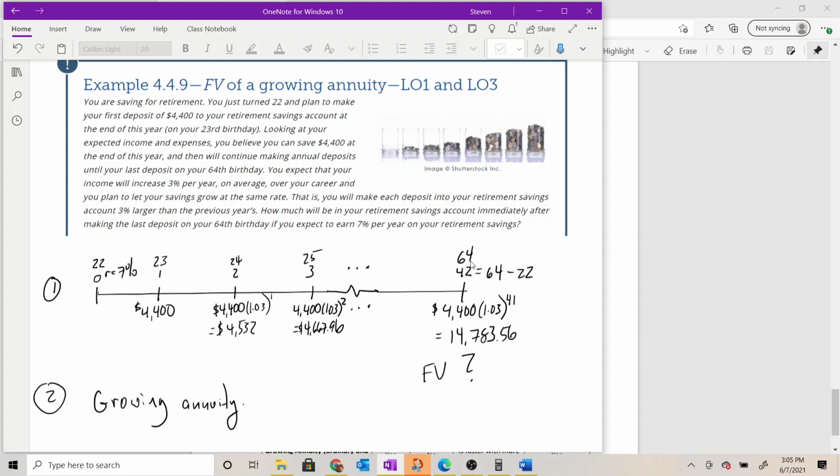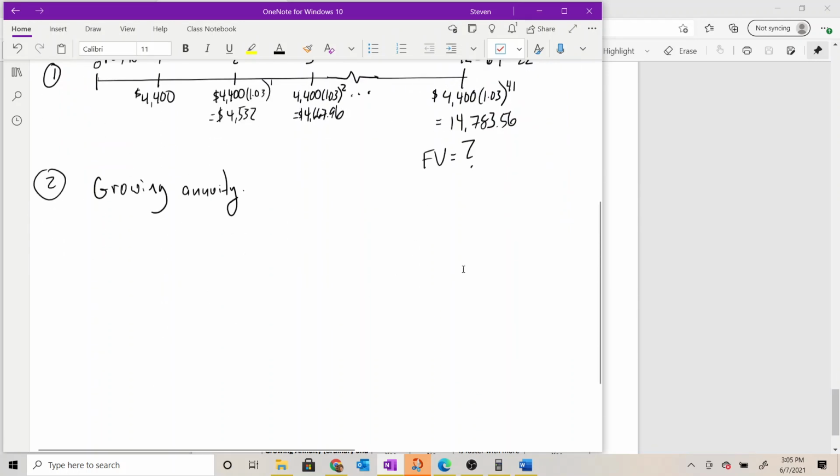So that is future value. We're looking for a terminal amount here after all is said and done. Present value will be what's at the beginning of the timeline there, which is not what we're looking for in this case. We are looking for future value. Okay, so we are going to select the future value of a growing annuity formula.